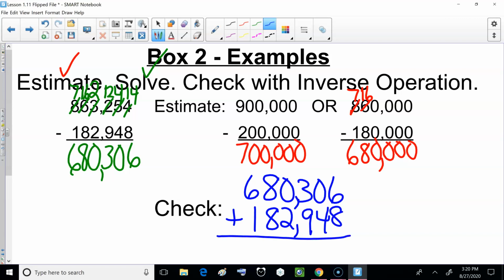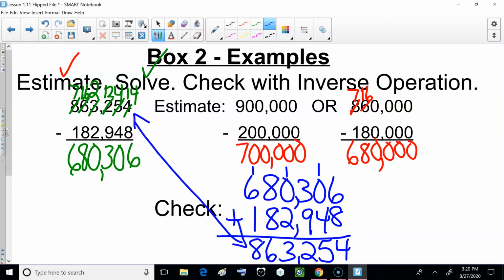So 6 plus 8 is 14, so 4 here, carry the 1. 1 plus 0 is 1, plus 4 is 5. 3 plus 9 is 12, so a 2 here, carry the 1. 1 plus 2 is 3. 8 plus 8 is 16, so 6, carry the 1. 1 plus 6 is 7, plus 1 is 8. So I have 863,254. That matches that number right there. So I feel pretty good about my answer because I checked it with the inverse operation. So you can pause the video right now and write down this example to help you out when you're subtracting these really big numbers.